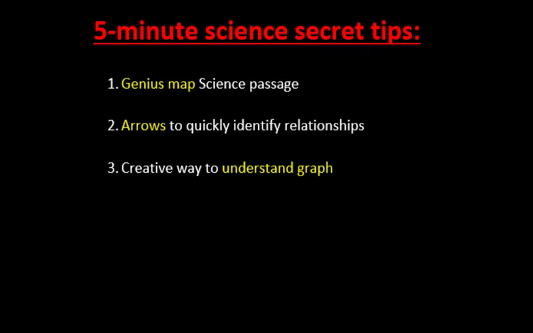Number two, arrows to quickly identify relationships. Why is this important? First of all, the study of science is really just the study of relationships. As I do this, what happens? It's either going to increase, it's going to decrease, or there's going to be no effect. All right, so we want to quickly identify that.